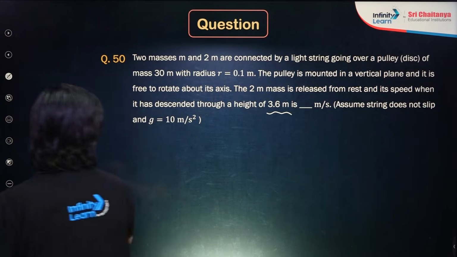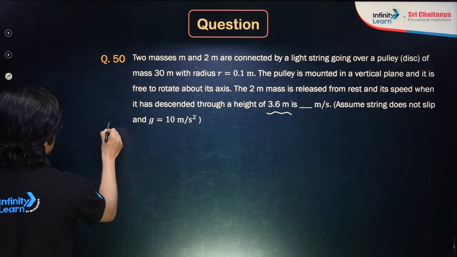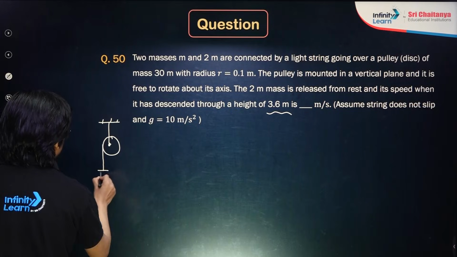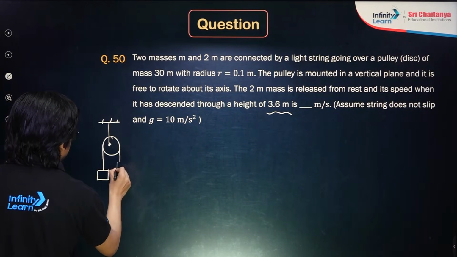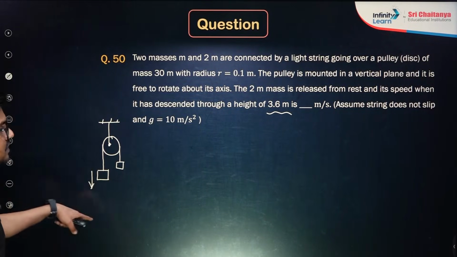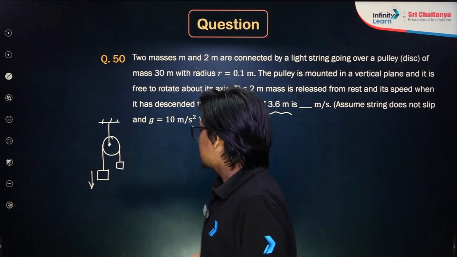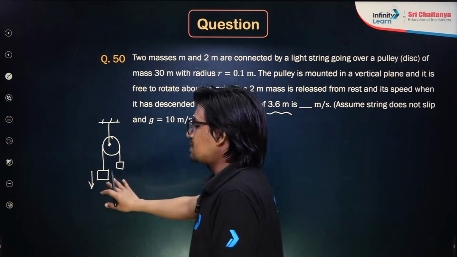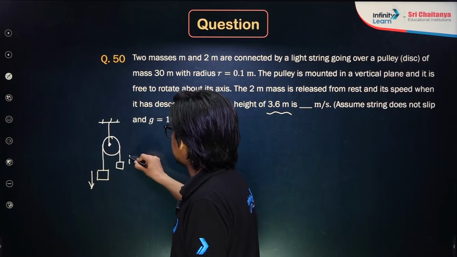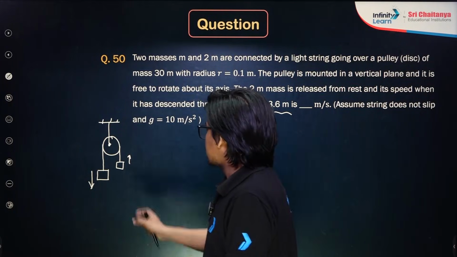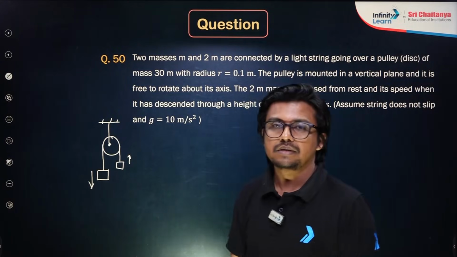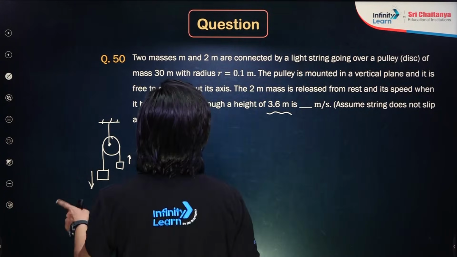Suppose this is the pulley. There are two masses, one of 2m mass, the second one of m mass. As it is going down, it is losing potential energy. That loss in potential energy is equal to the gain in potential energy of this lighter one, and also the gain in kinetic energy of these two and the kinetic energy of this disk. So I can write loss in potential energy.